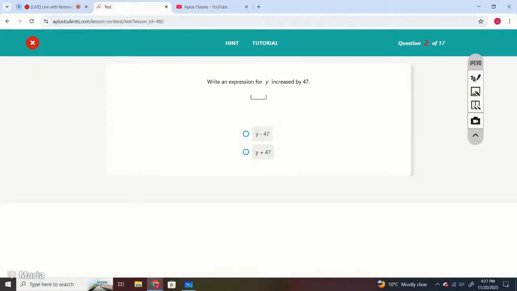Write an expression for y increased by 47. So increased, add, more, these are all words that mean you need to add. So it is y plus 47. Option number 2 is the correct option.